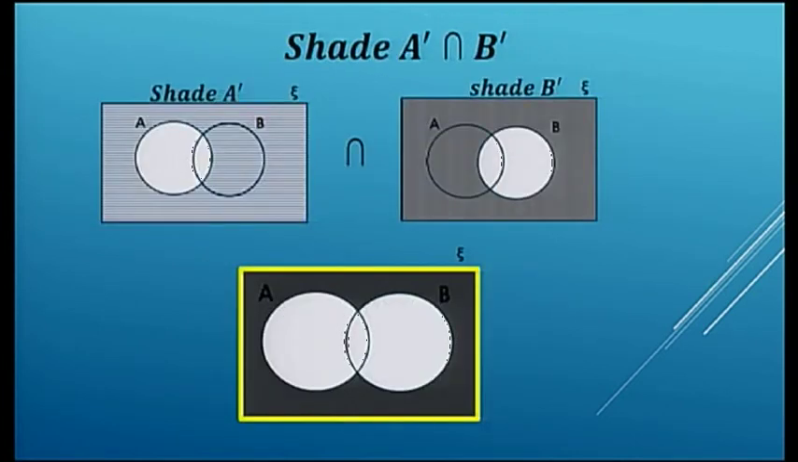Third example, here we have A dash intersection B dash. The region that is outside A and outside B at the same time. In the first diagram, we have shaded A dash, in the second one, B dash. Looking at these two diagrams, we'll see that we have A dash intersection B dash, the common region to both Venn diagrams. This is A dash intersection B dash.